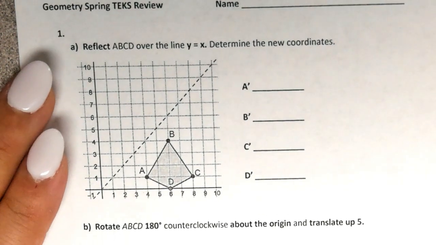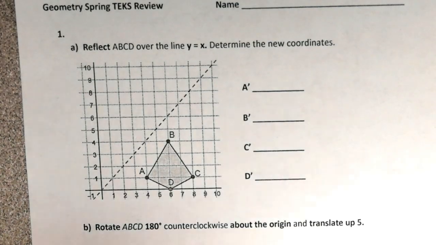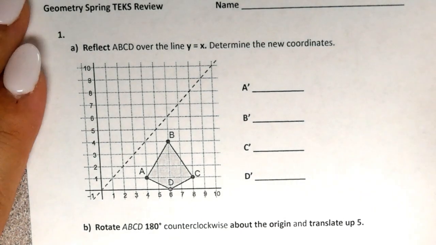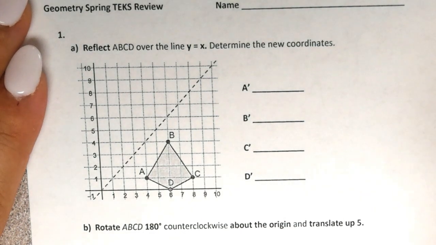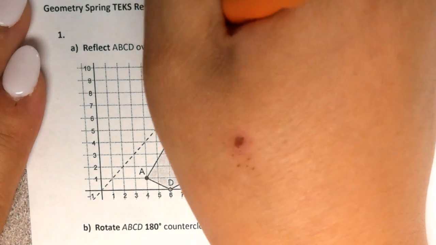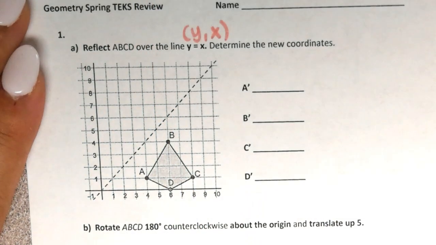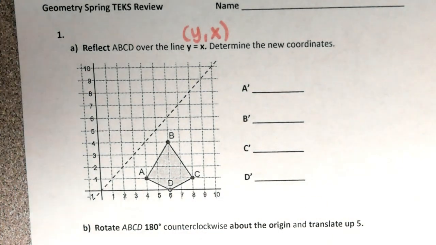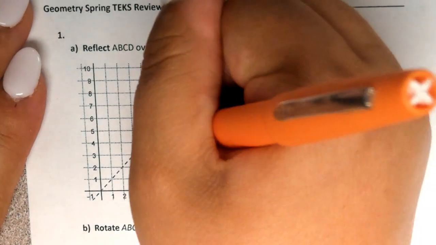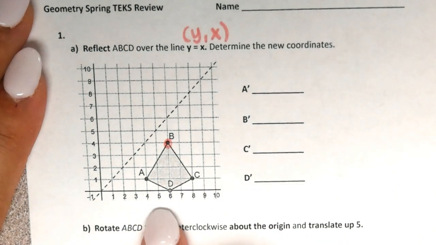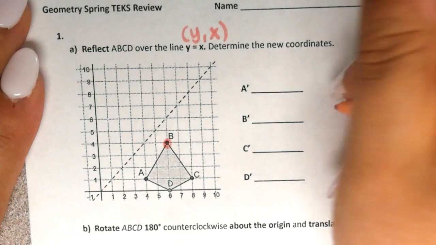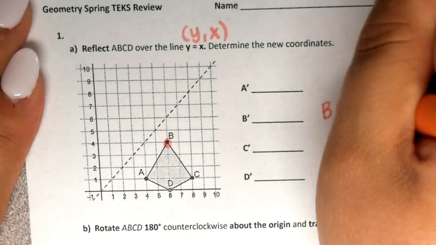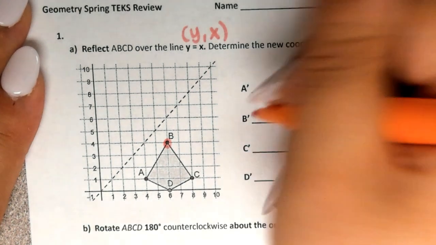So, number 1. Does anybody remember the rule for reflecting over y equals x? Switch them. It's (y, x). On your test, you're going to be asked to find one letter. Y'all, reading is so important. Please take your time and read what I'm asking for. I would hate for you to find the wrong letter. So let's say it's B. What point is B at? B is at (6, 4). So if I flip them, what's my answer?